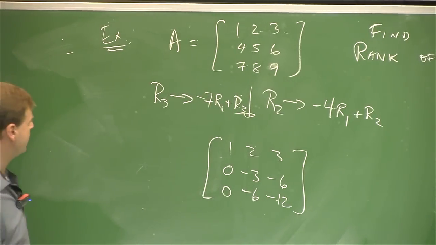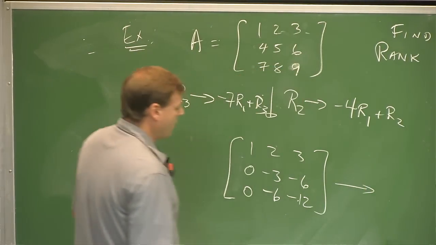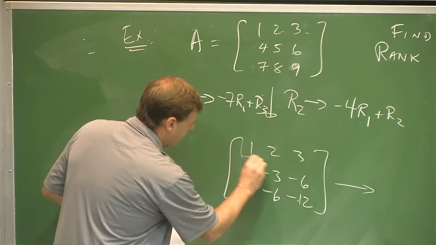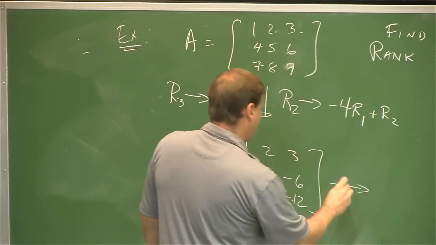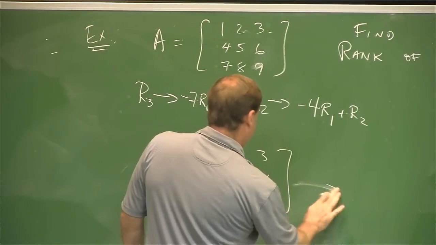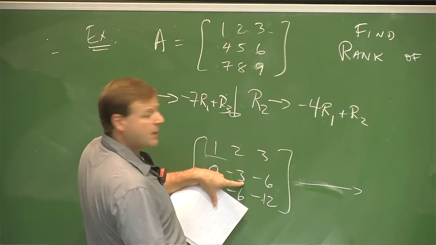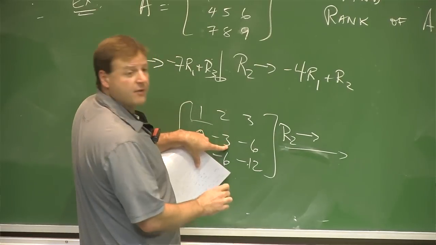So that's after your first step, and then we're trying to get row echelon form, so what do I need? If this is my first one, I need this to be a 1 here. So let's do that. I'm going to do 2 steps here. I'm going to multiply row 2 by negative 1/3.